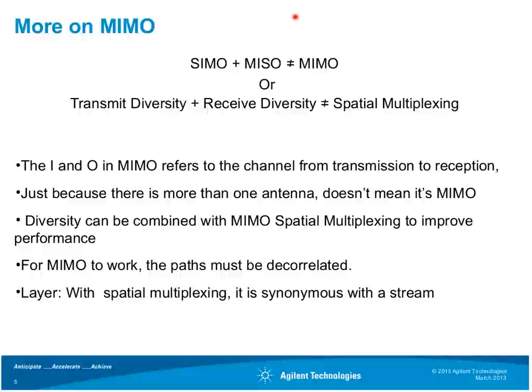And one of the key aspects is that for MIMO to work, the paths must be decorrelated. So if the two signals show up at the receiver and they're identical, you get no benefit of MIMO. And you'll see the terms layer and stream. That refers to the signal that's in the channel.